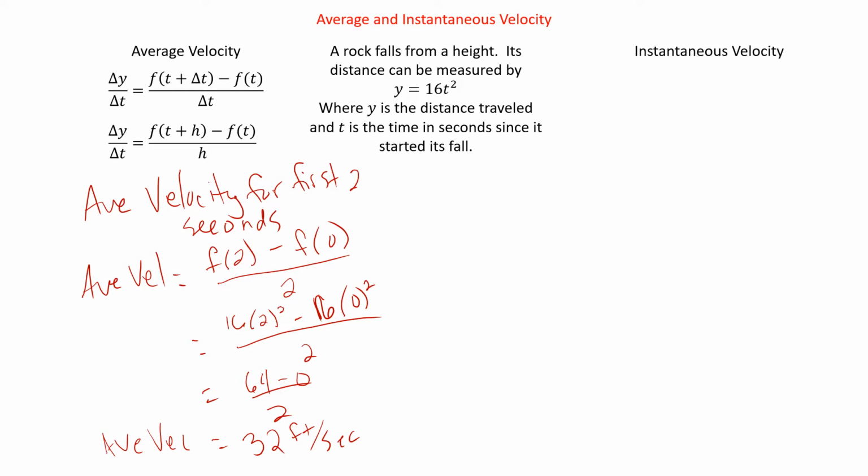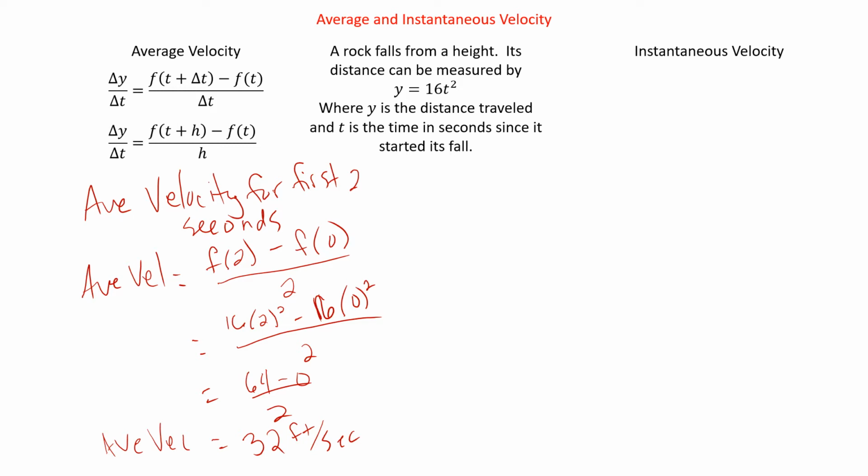Now an instantaneous velocity, that's going to be the velocity that it's going at a specific time. Now the problem with that, as we saw in chapter P, is that at a specific time, there is no change in distance and there is no change in time. So we end up with 0 divided by 0. So we can't find an instantaneous velocity as itself.